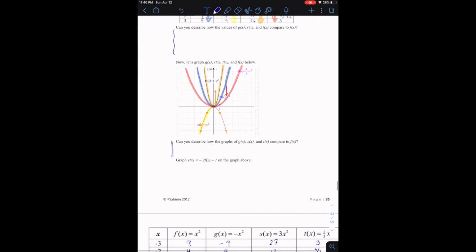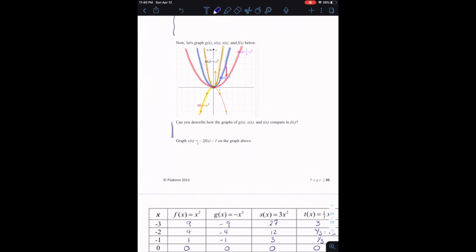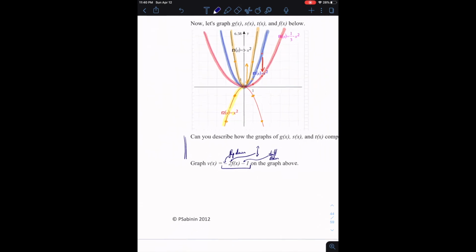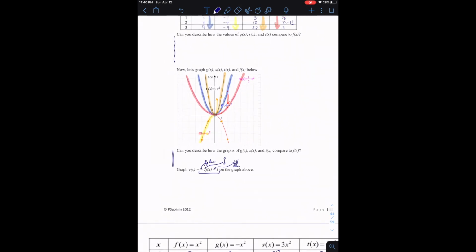And finally, I'd like you to graph -2 f of x and then -1. So each one of these numbers is going to have its own behavior. The minus is going to flip down. The 2 is going to stretch vertically, the y-axis, and the -1 is going to shift down. So try to graph, you can use the table of values or try to graph that function and see if you can identify each one of these transformations.